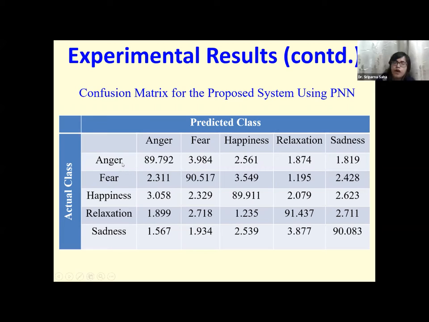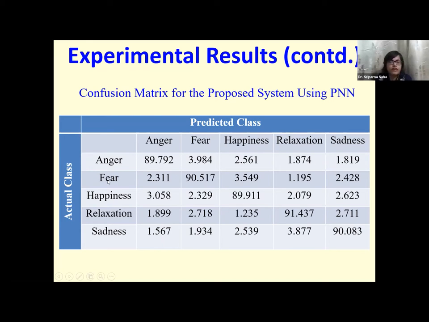So if the actual class is anger, our predicted class should not be either fear or happiness or relaxation or sadness. It should not be among the 4. So we want this particular cell value to be as close as possible to 100.